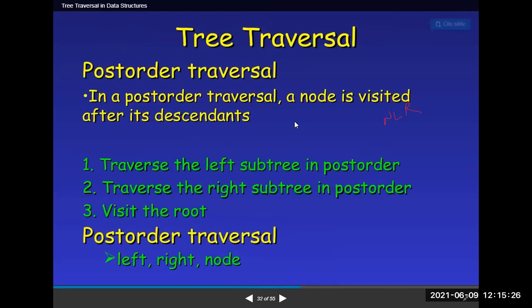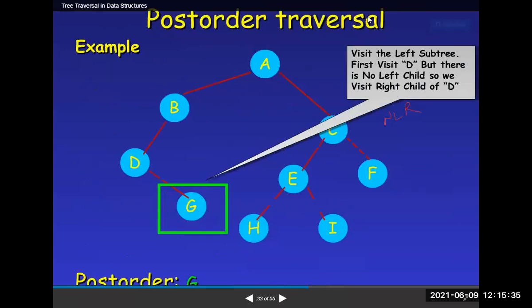Next, traversal for post-order. Post-order means first traverse the left subtree, then the right subtree, then visit the root. First you have to visit the left, then right, then parent. In the overall tree, from root A to the left, left is B, B has another left, that is D. In D there is no left, so we give priority to the right, that is G. So first you give priority to G.